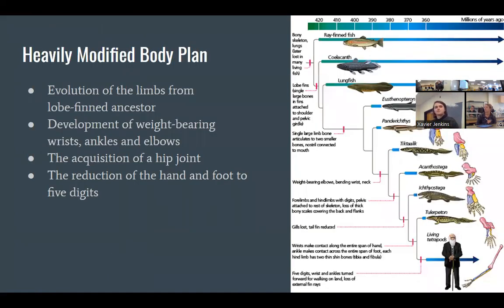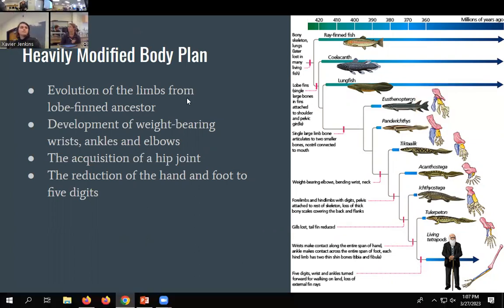And as you may have realized, compared to a fish, tetrapods have a heavily modified body plan. It's mostly around the fact that they have limbs and they can walk instead of swimming. A lot of these adaptations include the development of like weight-bearing wrists, ankles, and elbows. So if you don't know, fish don't really have elbows, and they don't have wrists either. Also the adaptations of hip joints. You need a hip, aka your hip bones need to be connected to your spinal column in order to walk around. They need to bear weight, otherwise you just slide to the ground. As well as the reduction of the hand and foot from a sort of ray-finned type fish morphology to 5 digits. Your favorite 5 fingers today.